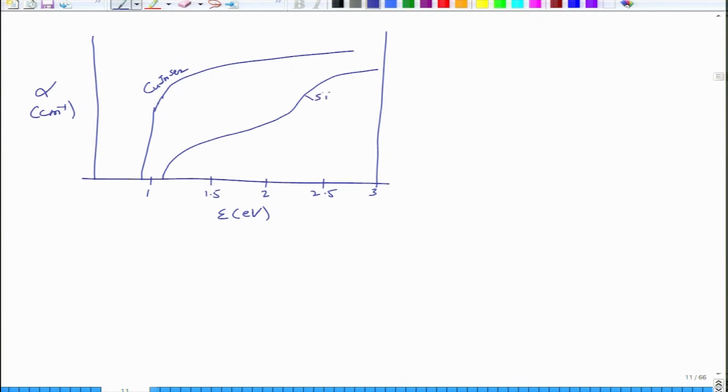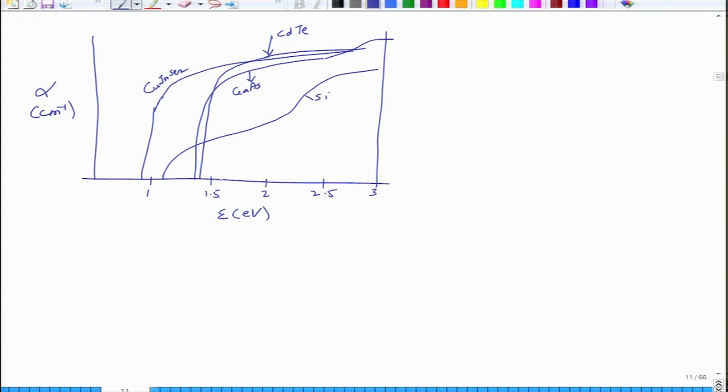This is silicon. On the other hand, your gallium arsenide and CdTe both have band gaps which are about... so this will go somewhere here and it will sort of increase in the end, and then CdTe has a band gap which is slightly better, like this. So this is CdTe, this is gallium arsenide, and then amorphous silicon comes somewhere here.